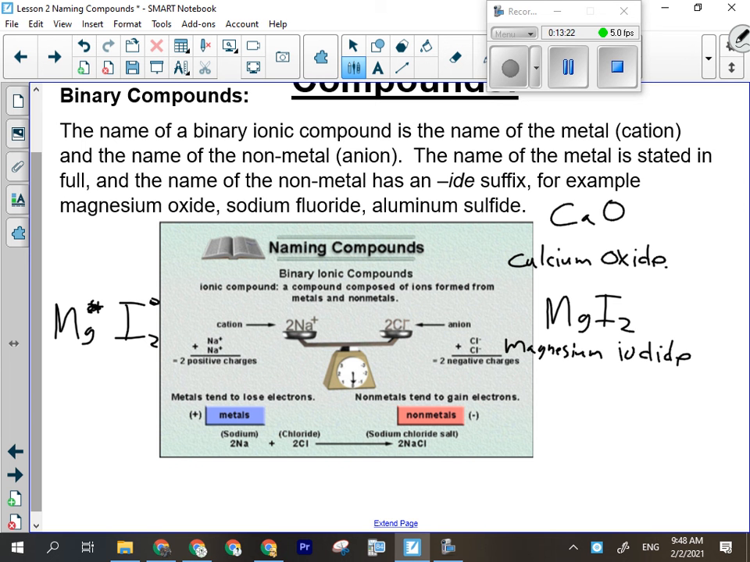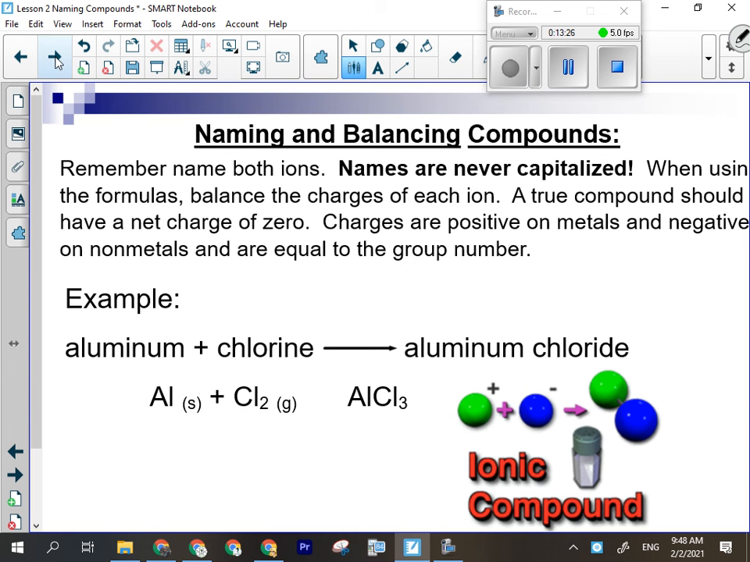Naming a binary ionic compound. We have to remember to name both ions in this. Don't forget, because sometimes people will just write the metal or just the non-metal and forget about something. Make sure you name them both, and that we don't use any prefixes. And here's another thing.